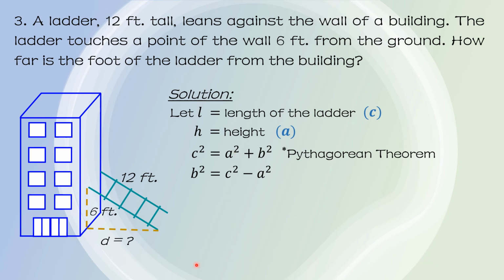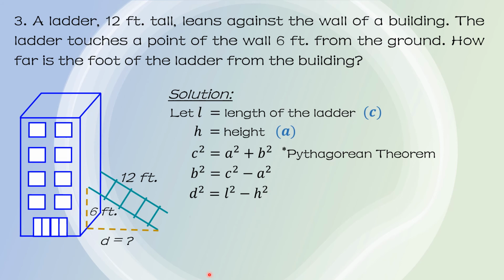At yung c squared na tinranspose dapat natin dito na negative ay naging positive. Okay, so, isubstitute na natin yung mga letters na D, L at H. Yung b squared ay naging D squared since iyon yung hinahanap natin. Yung hypotenuse o yung paslant, iyon yung length ng ladder kaya naging L squared minus H squared or yung height.